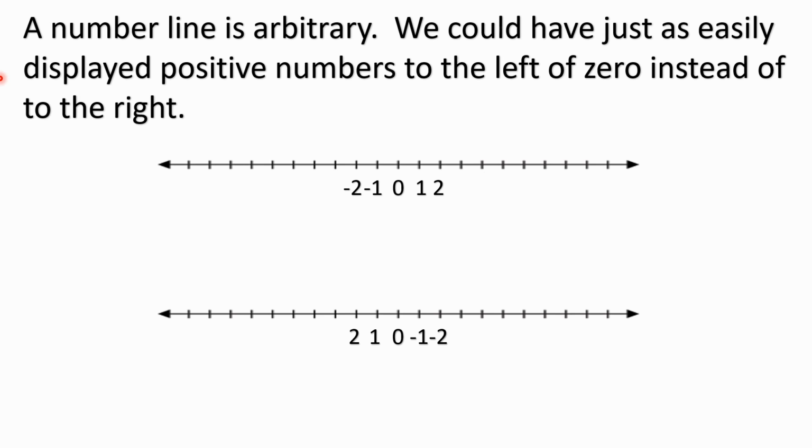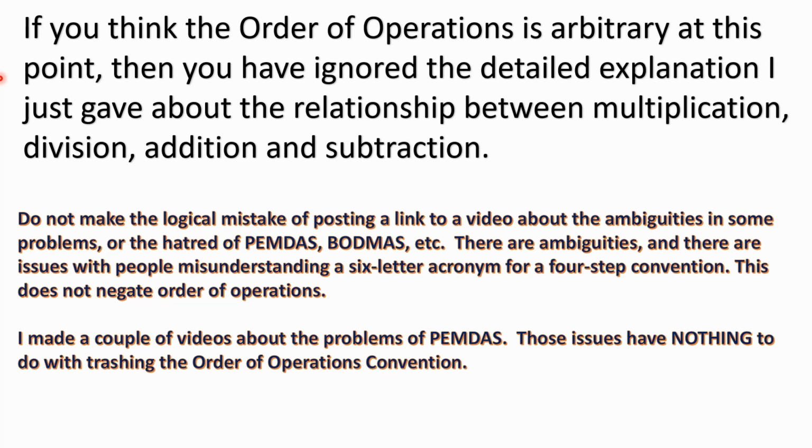Okay? A number line is arbitrary. The order of operations convention is not arbitrary. I could easily, in a number line, just display positive numbers to the left of 0 instead of to the right. But we've all agreed that when we make a number line, we like to see the positive numbers to the right and the negative numbers to the left. Could have done that either way. But the order of operations is not arbitrary.